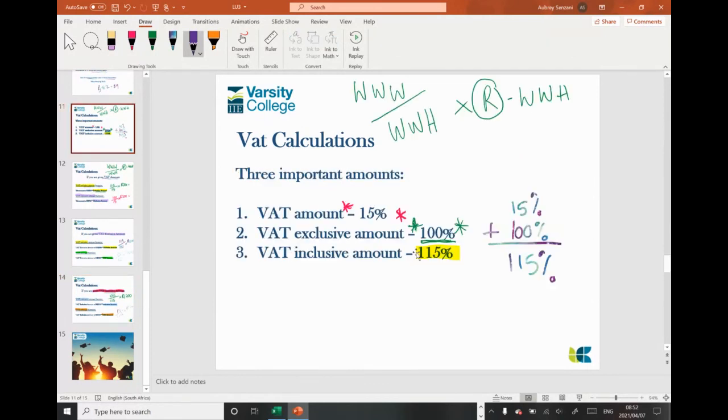Again, now you can see the importance of what I was saying. All you need to know is this slide. You don't need to cram slide 13 to slide 14. You just need to understand this slide. You need to understand that VAT is 15%, your VAT exclusive is 100%, and your VAT inclusive is 115%. The moment you know those, and you know this formula, what do I want? What do I have? Times what do I have, the rand amount? You'll be perfectly fine.